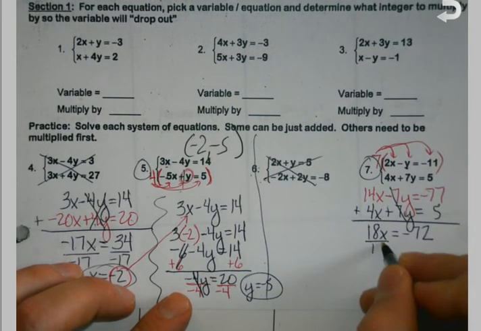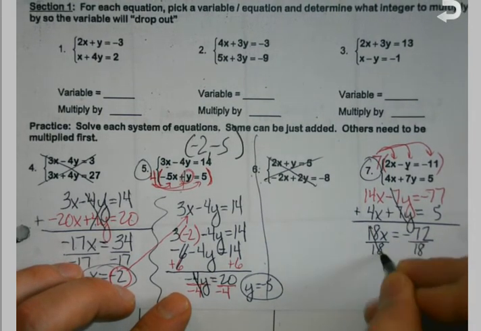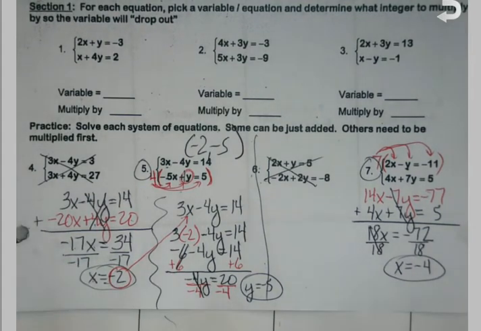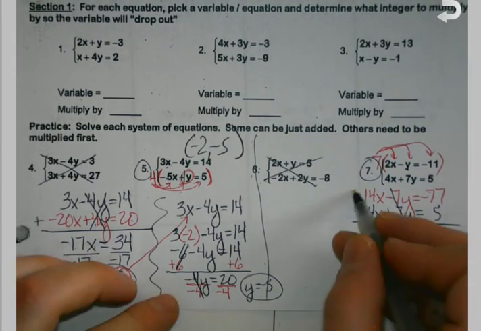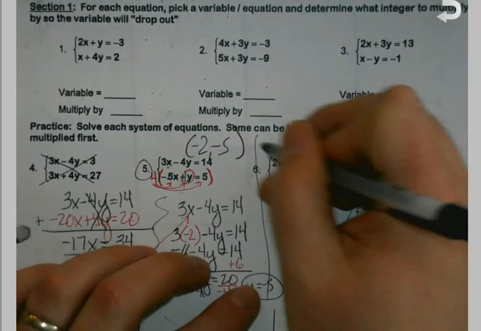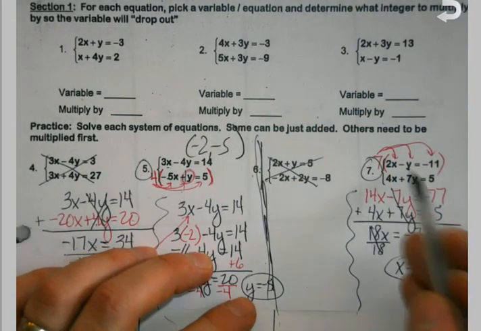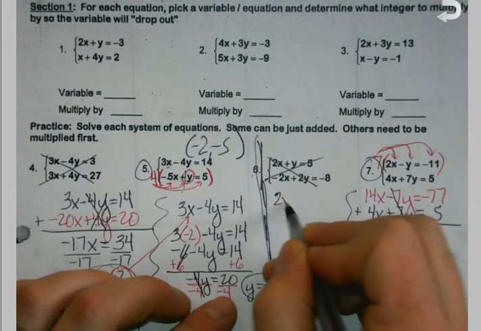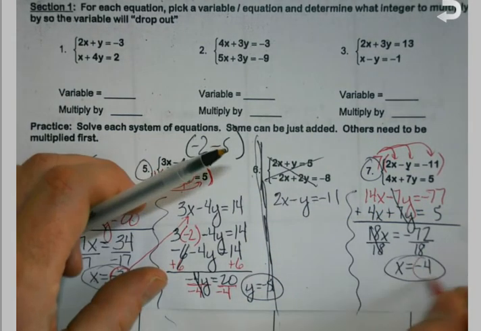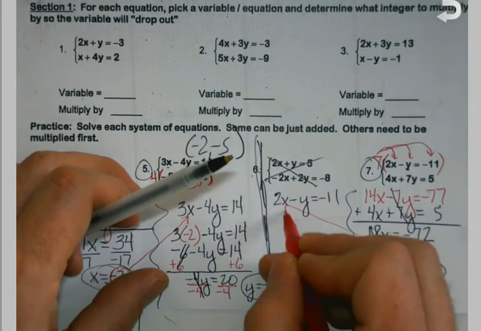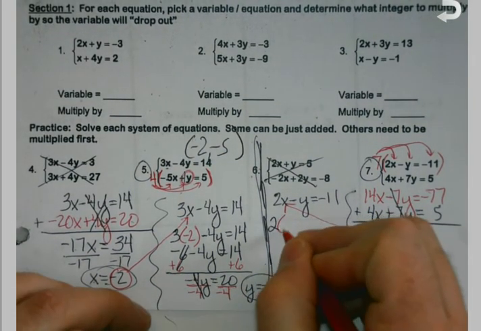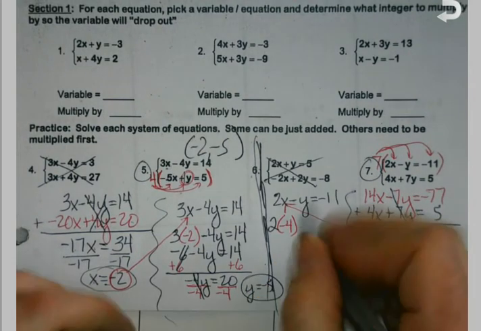And then usually I'm only going to have one step left to get x by itself. And then once again, I'm just going to go back to that top expression. My x value is the negative 4. So I'm going to plug that in up here.